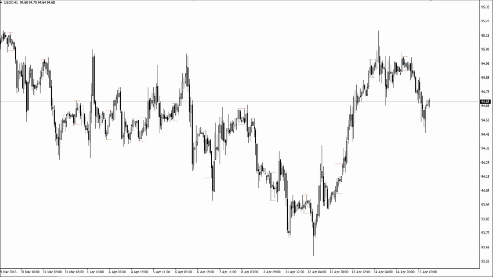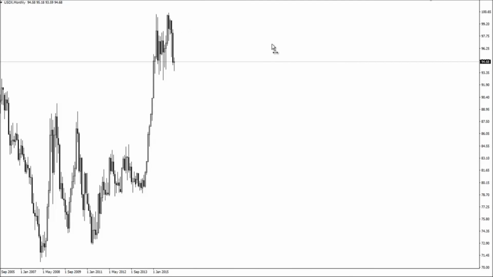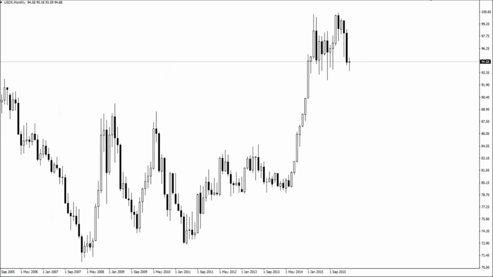So obviously we just start with the monthly here. I hate that you can't get data before that. It makes it all awkward. So the monthly, if you look at this, we took out last month's low, right? And so maybe this is a wick and we could get expansion to the upside.